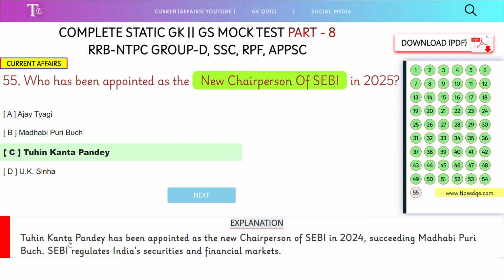Tuhin Kanta Pandey has been appointed as the new chairperson of SEBI in 2025 by succeeding Madhabi Puri Buch. SEBI regulates India's securities and financial markets.